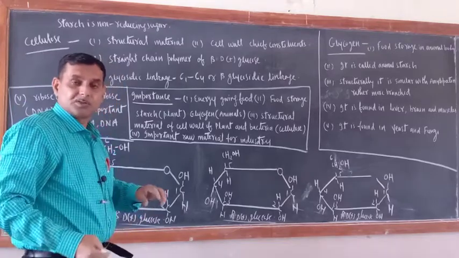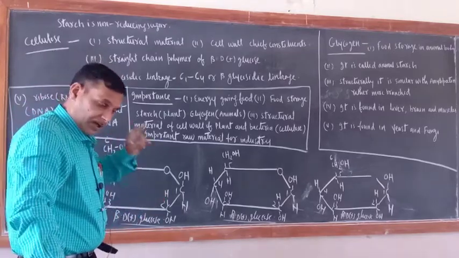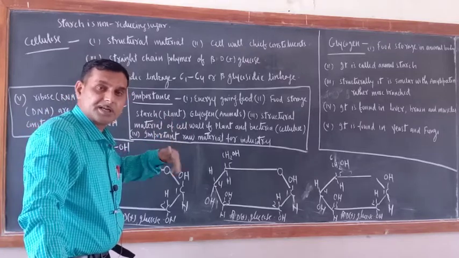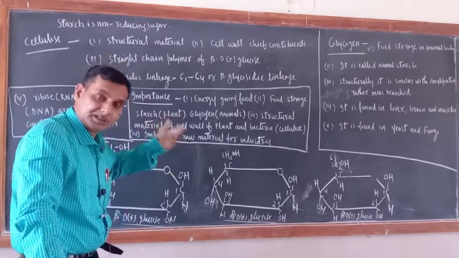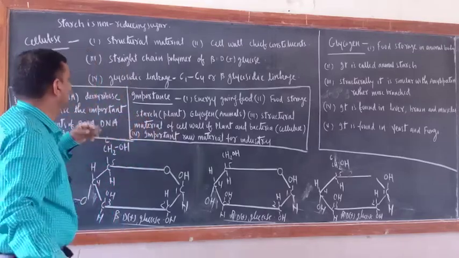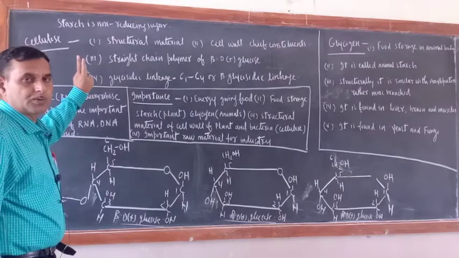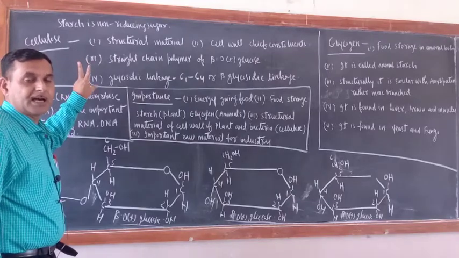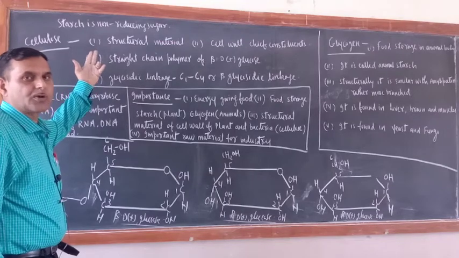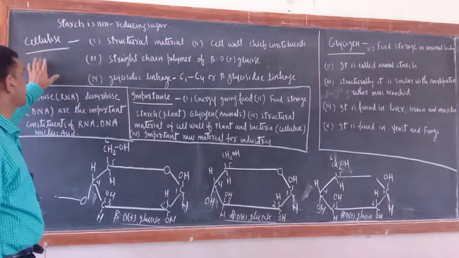I have also explained why fructose reduces Tollens' reagent and Fehling's solution despite having a ketonic group. Here for non-reducing sugar, I have given only one example, that was sucrose. Please add there, starch is also a non-reducing sugar. Now let us see the cellulose.